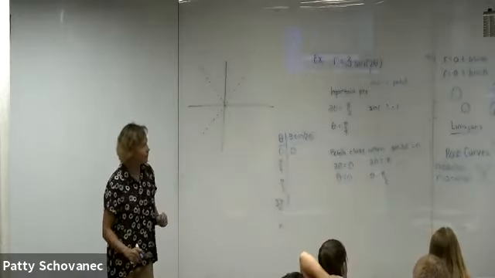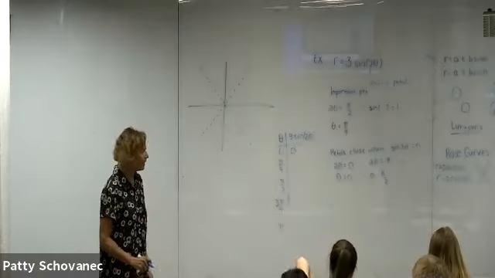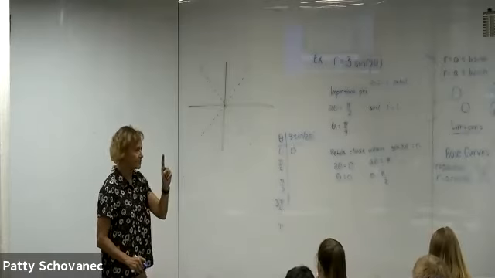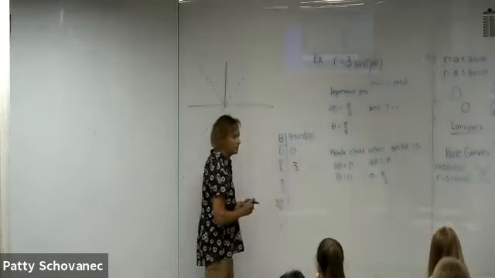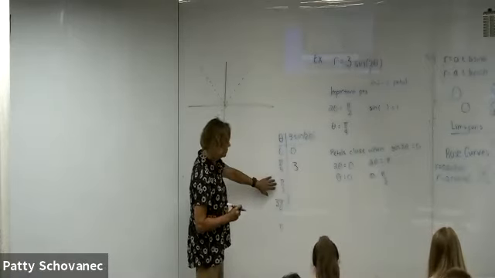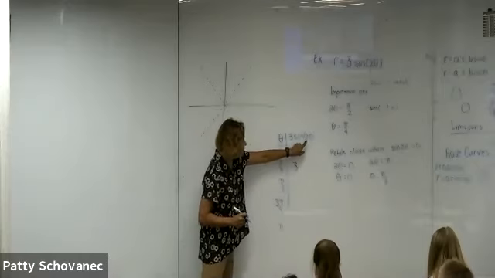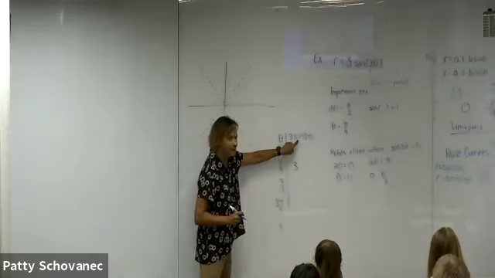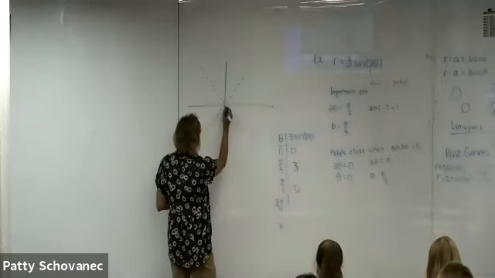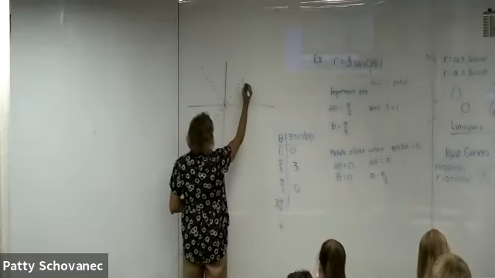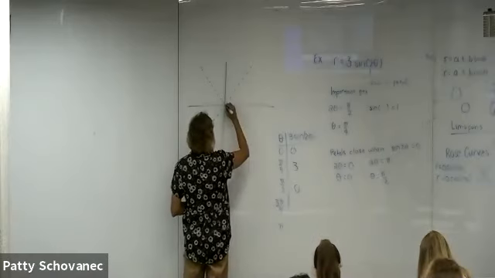Next I'm putting pi over 4 in for theta. Double that, I get pi halves. Sine of pi halves is 1. 3 times 1 gives me 3. There's the tip of my pedal. Next one, put pi halves in here. Double it gives me pi. Sine of pi is 0. The pedal closes. So it went from 0 to 3 back to 0.